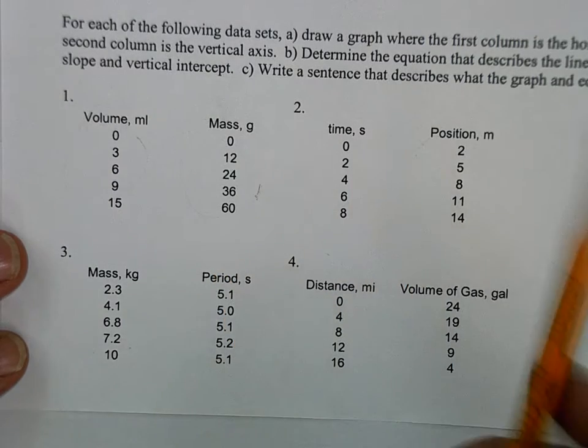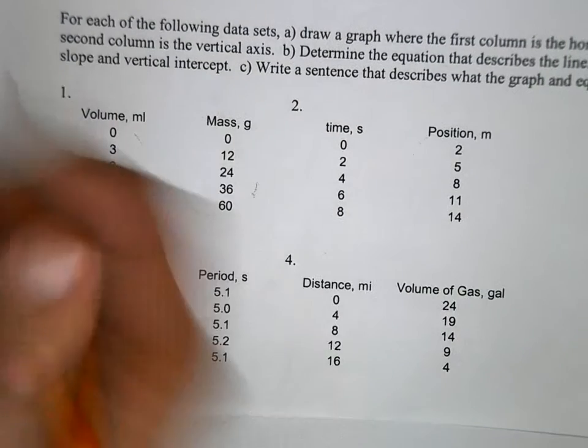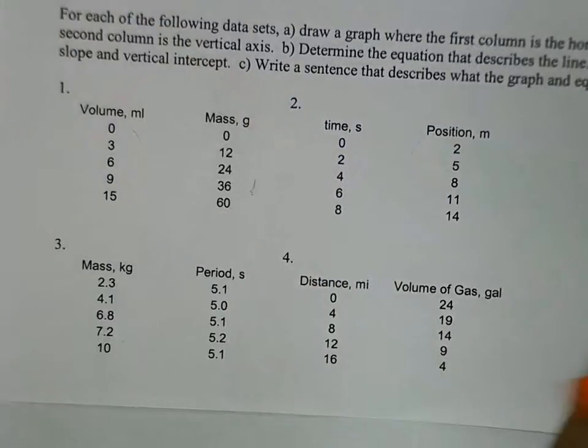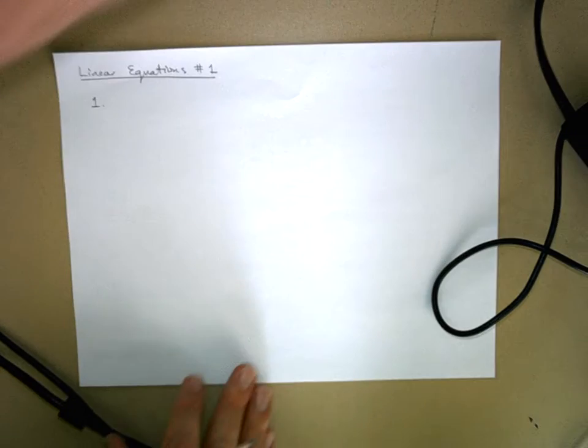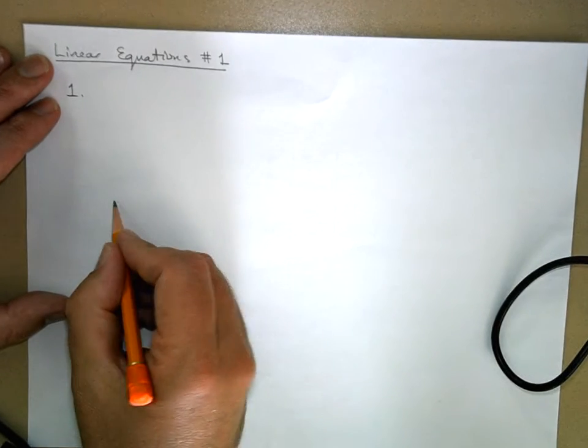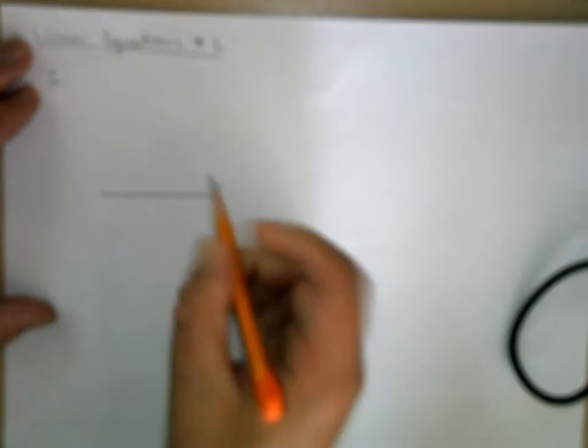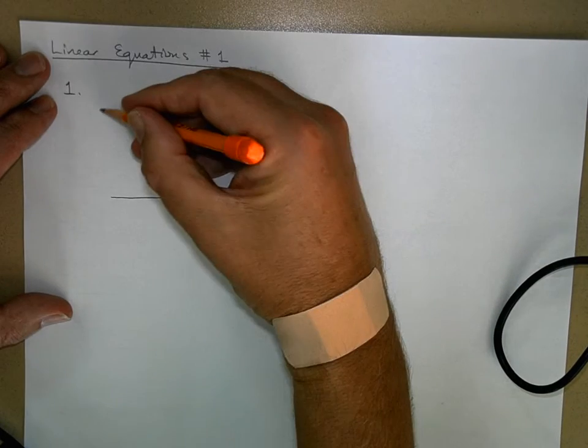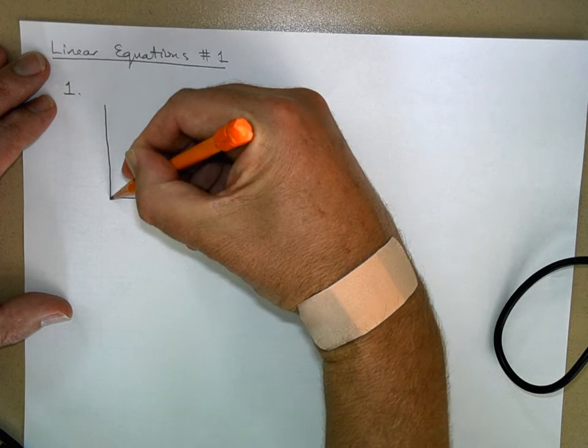So the first thing I want to do for part A is graph it. This off the side. And zoom back out. Oh, for crying out loud. So I want to graph it, and volume is my horizontal axis, and mass is my vertical axis.